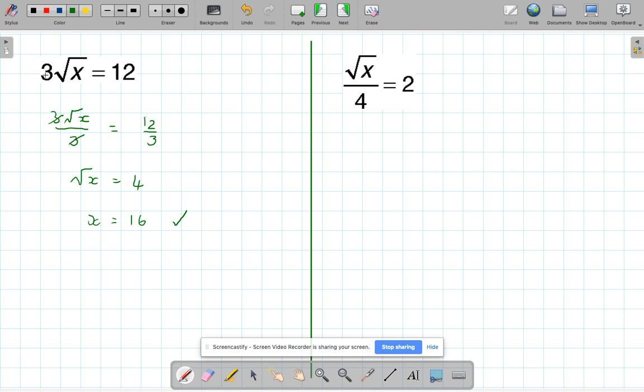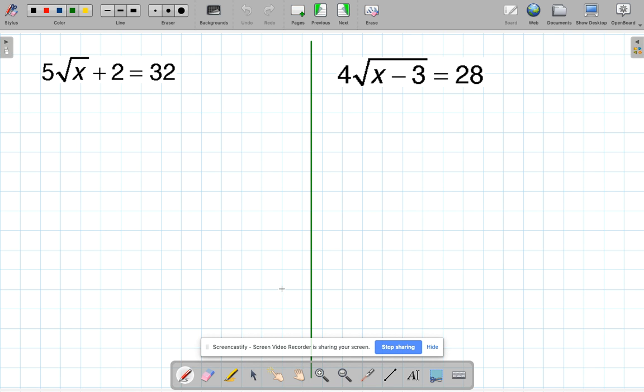So we're going to do the opposite. Instead of dividing by 3 here, we're going to times by 4. So when we times this side by 4, and it's dividing by 4 as well, they cancel out. I multiplied this side by 4, so I'm going to multiply the other side by 4 as well. So I've got the square root of x is equal to 8. Square both sides, so it's x, and I square 8, which gives me 64. So now I'm going to check it. The square root of 64 is 8, divided by 4 is 2. So this one works as well.